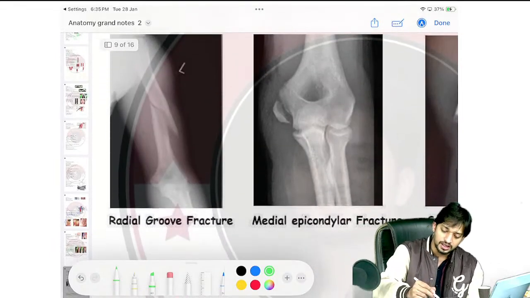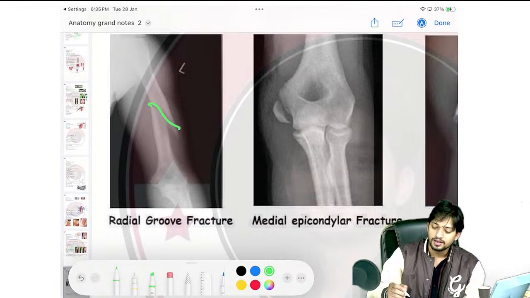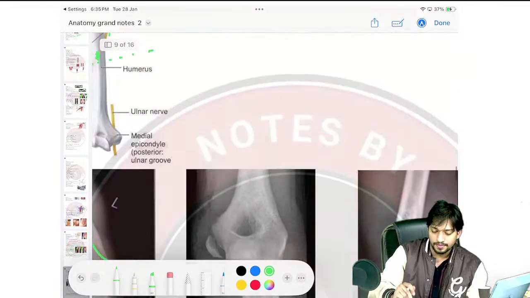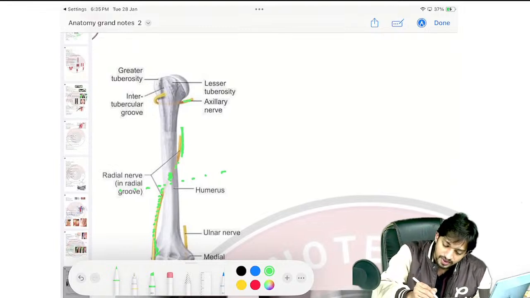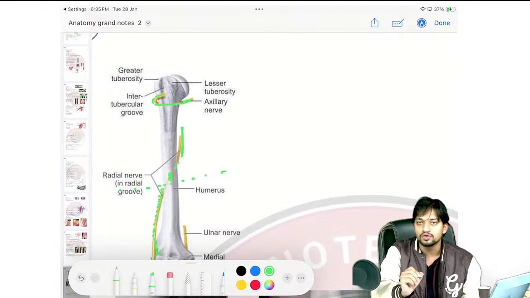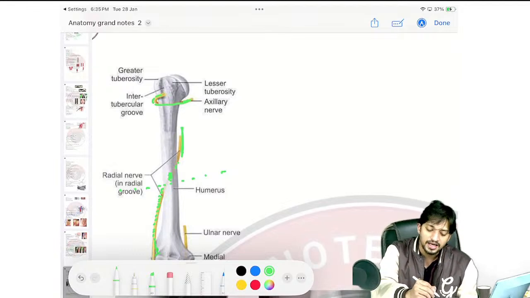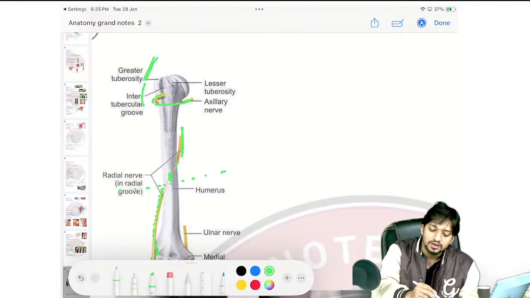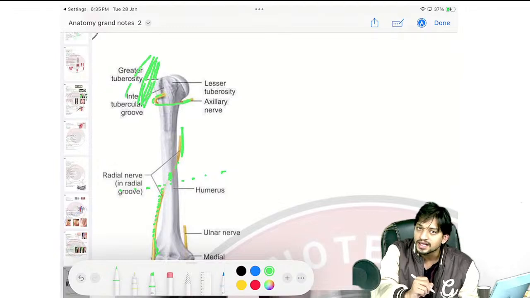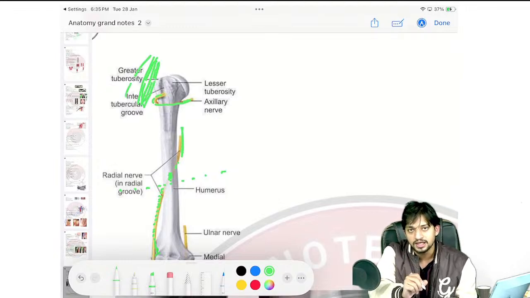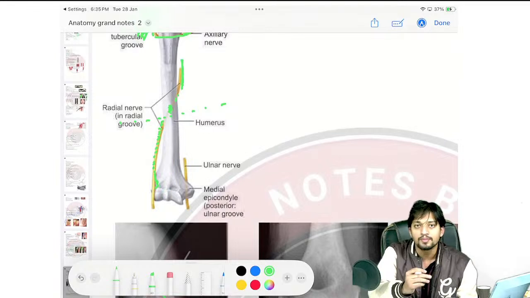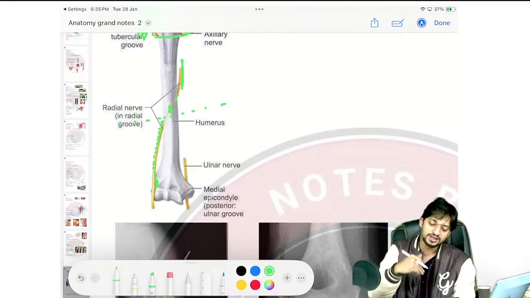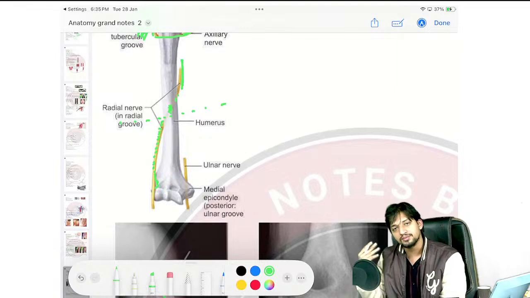Now just have a look here. Here, radial groove, shaft of humerus fracture again. I also told you the axillary nerve is present here, at the neck of the humerus, right? Here the axillary nerve was supplying the muscle. Which muscle? Deltoid muscle and the overlying skin. And injury to this axillary nerve would lead to regimental badge palsy, right? Injury to the radial nerve will lead to wrist drop. Some aspects I will tell you more ahead when we discuss the radial nerve in more detail.